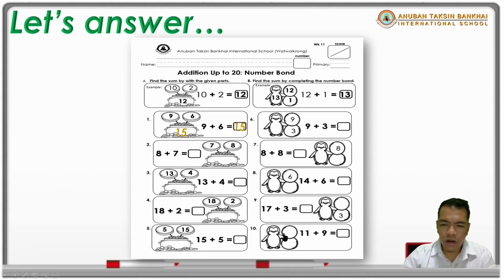We don't have here any given. We don't have any part or whole. But we have here number sentence 11 plus 9 is equal to blank. You just add 11 plus 9, how many? Okay, you can count on, write your sum here. Then here you can write your origin here and your addend. Okay, then write your sum here. Very easy, right? Okay, great.